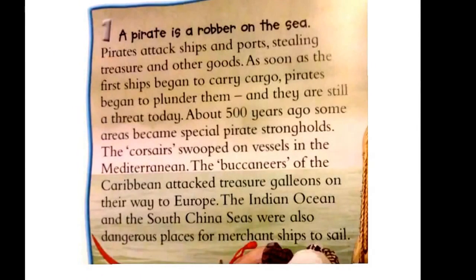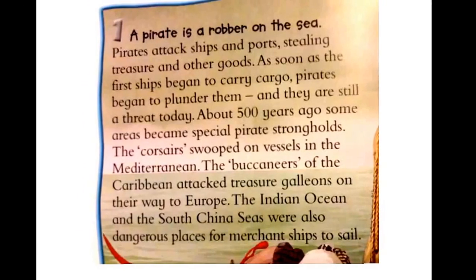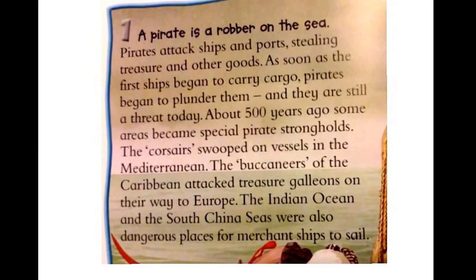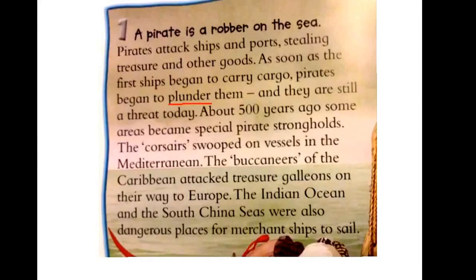Okay, so let's have a closer look at what some of the important words in this part might be. The very first thing I'm going to do is highlight some of the words that maybe I don't understand. So reading through that, a pirate is a robber on the sea. Pirates attack ships and ports, stealing treasure and other goods. Most of that makes pretty good sense. But there's another word in the next sentence that I'm not too sure about, and that's this one here. This word under here is actually plunder. So I'm going to underline that one because that's a word that I'm not too sure about.